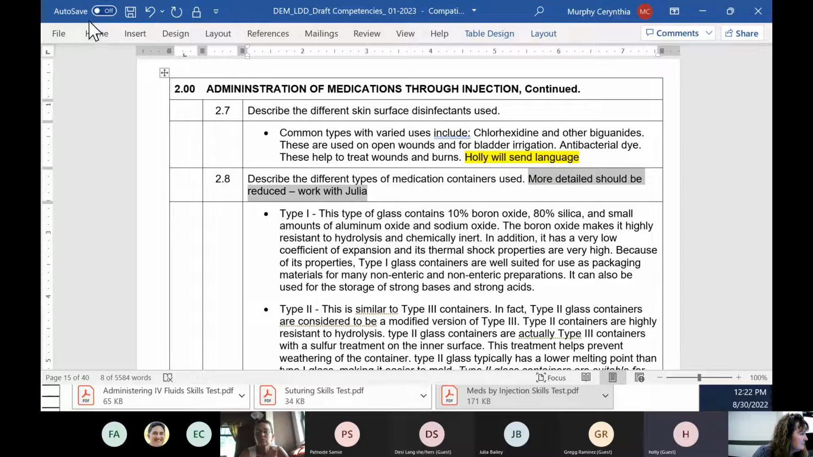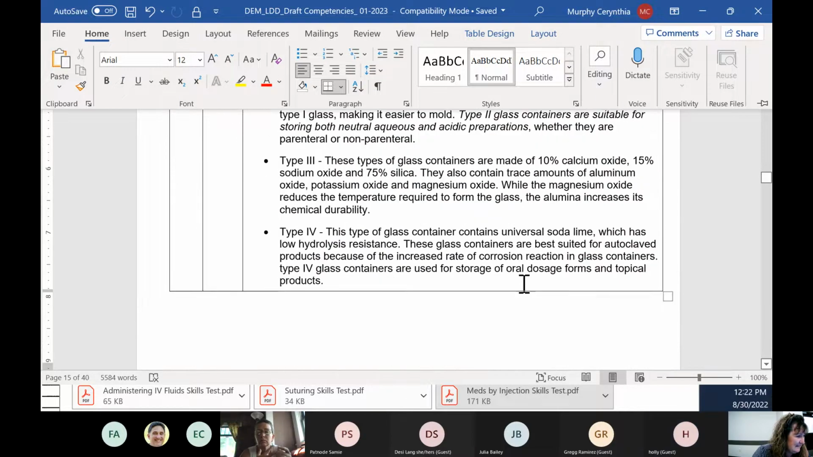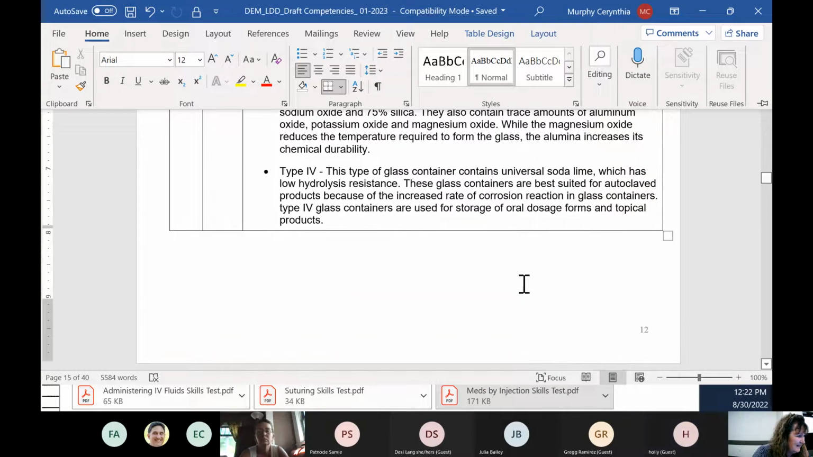Although this is super interesting. I've never read this before. Four types of glass containers. Holy moly. Who knew?